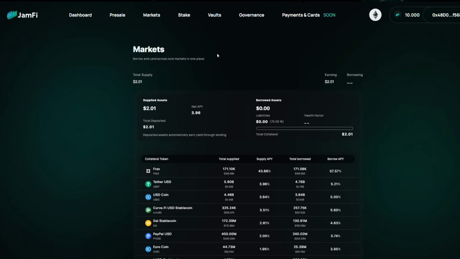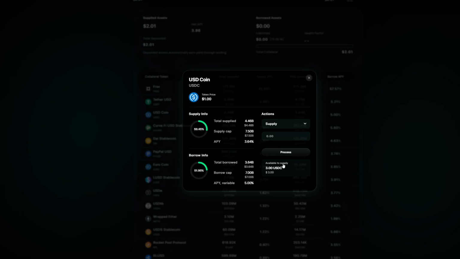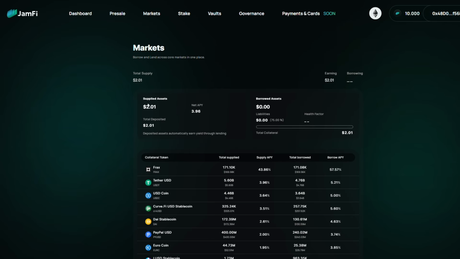Now let's take a look at the Markets interface itself. Here you see the full list of supported assets, with total supplied, total borrowed, supply APY, and borrow APY. This is designed for both DeFi native users and people who want a cleaner, more predictable experience.